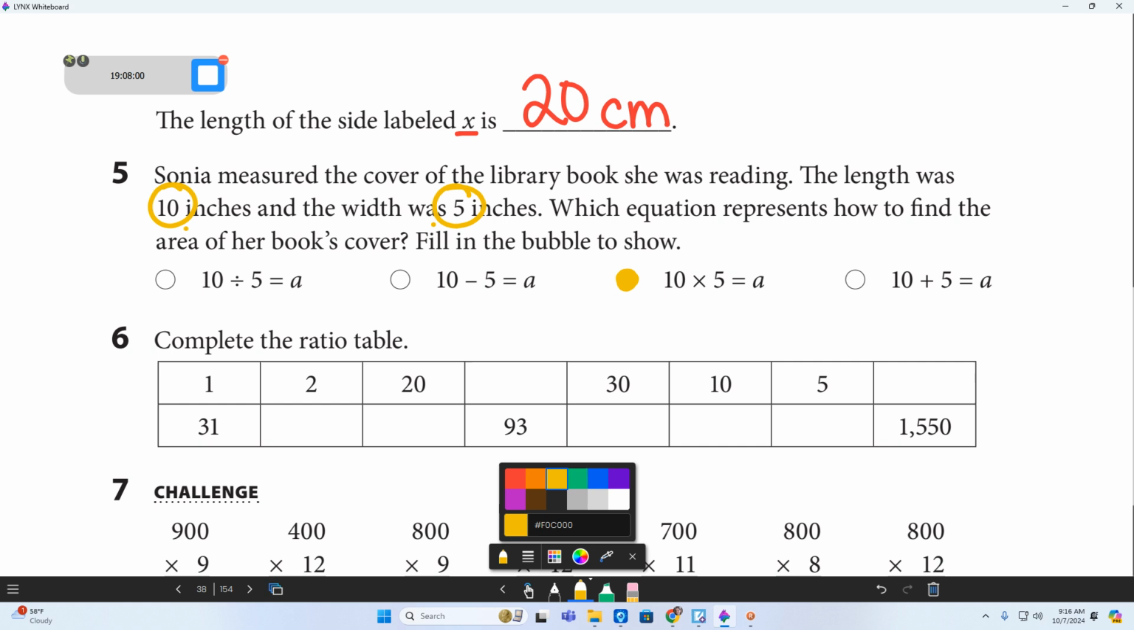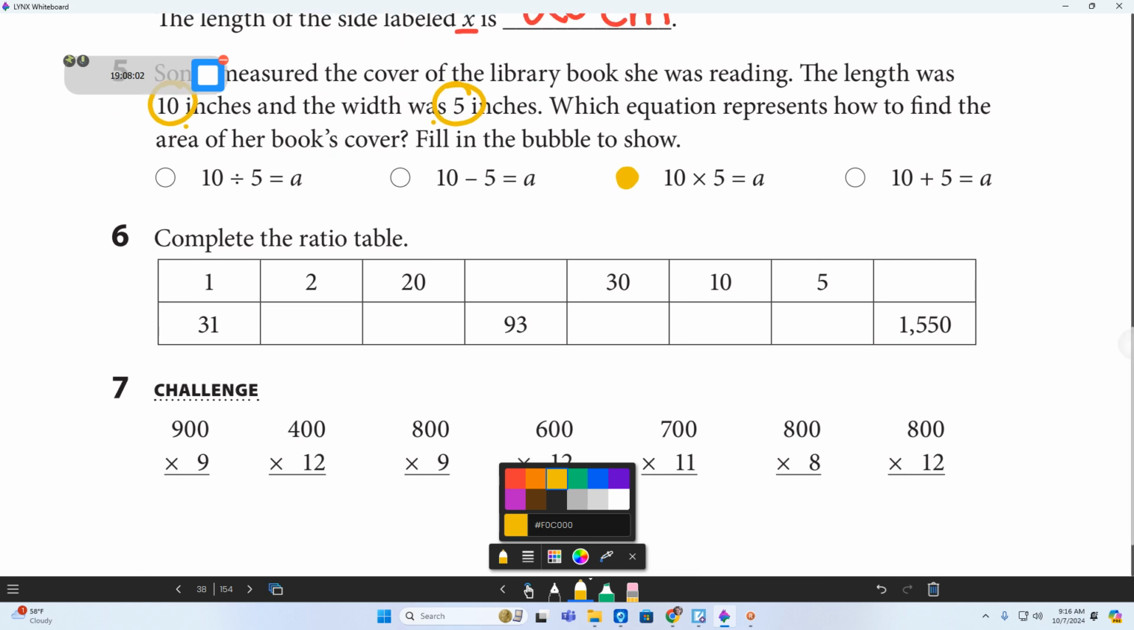All right, complete the ratio table. We're going to talk about this in class today, depending on when you watch this video. All right, so if we double the top, that means we need to double the bottom. So that's going to be 62. Take a look at this next one. If we multiply the top by 10 or add a 0, that means we need to multiply the bottom by 10 or add a 0.